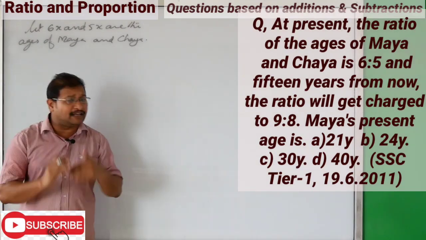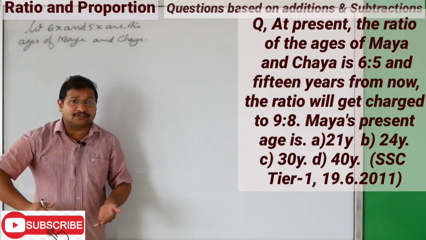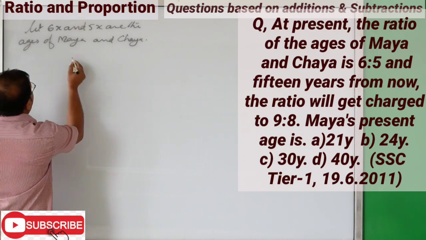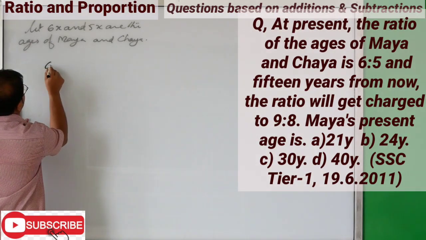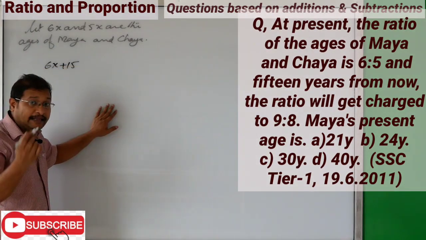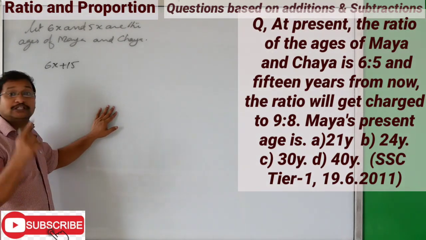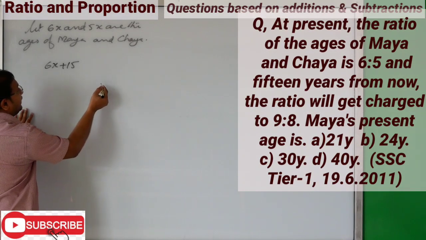See, after 15 years, what will happen? Both of their ages will be increased by 15. That means the age of Maya will be 6x plus 15, and the age of Chaya will be 5x plus 15. But their ratio is already given. What is that? 9 is to 8.